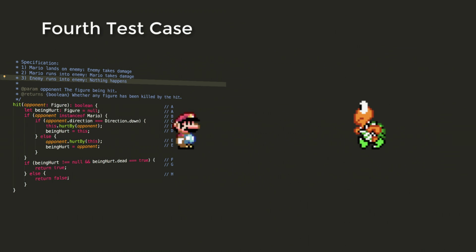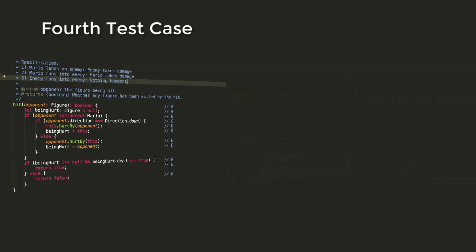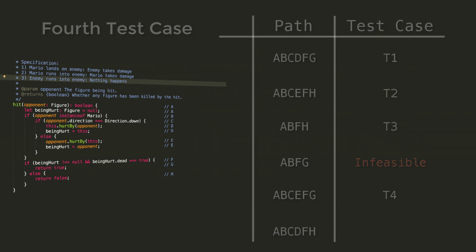First we need a new test case where Mario runs into an enemy and he dies. It's kind of unbelievable that we didn't encounter this before. The pseudocode for this test would be turtle.hit new Mario with direction right. Here Mario is moving to the right, and we would expect that he'll die at the end of this. The new path on the diagram for this is ABCEFG. So this is the new path that this test T4 will cover.